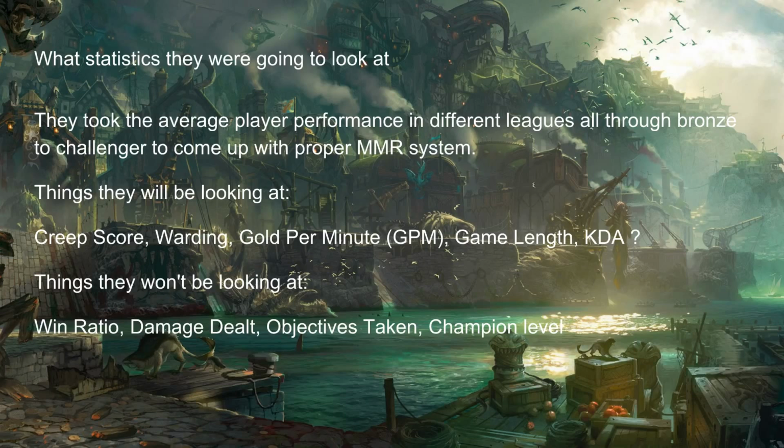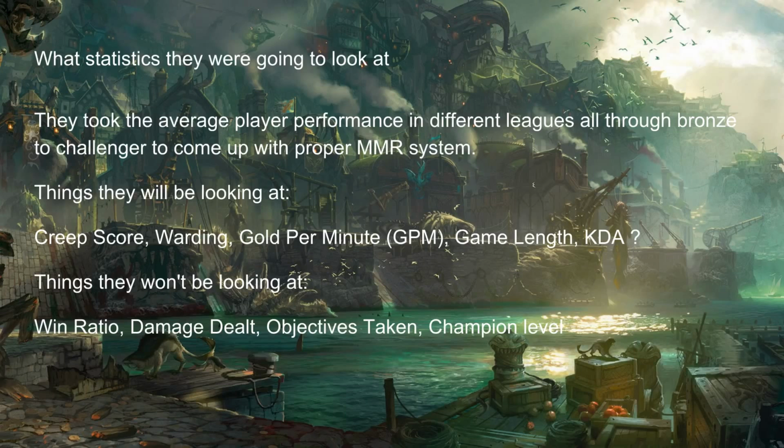One of the reasons creep score is considered is because they've actually highlighted this in the recent article, where they said how much creep score Faker had, how much creep score Jerkson had, and what the average player generally tends to get as their creep score, right? So they actually may be looking at creep score, and it'll probably be a hint towards, hey, we're actually considering this, right?